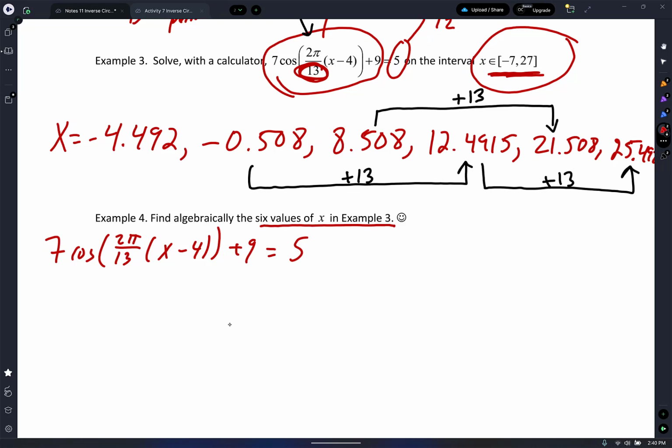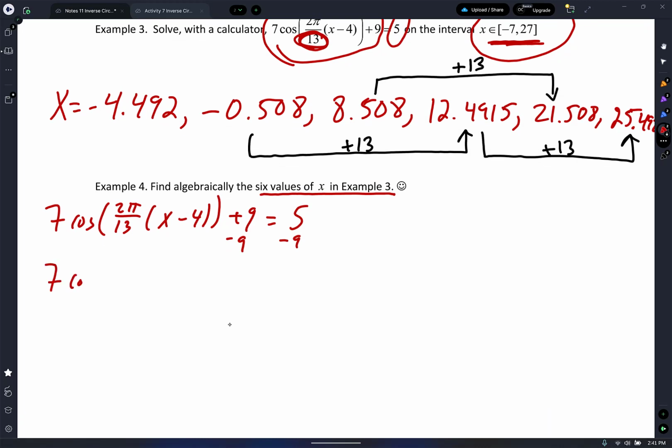I haven't done anything crazy. The whole point of right now is to solve for x. These are my values up there. I better get those x values. So the first thing I got to do is get rid of that 9. Are we cool with that, guys? So when I subtract 9, you got to do it to both sides. Minus 9. The difference between 5 and 9 is 4. The 9 is bigger, so negative 4. 7 cosine 2 pi over 13 x minus 4, close, equals negative 4. Are we still okay? Okay, so write that down.